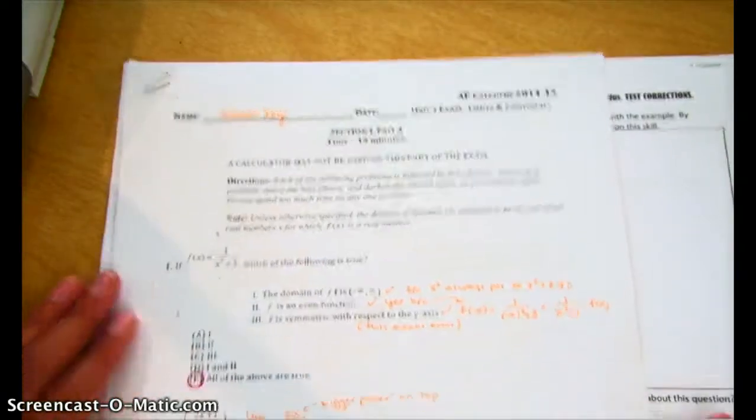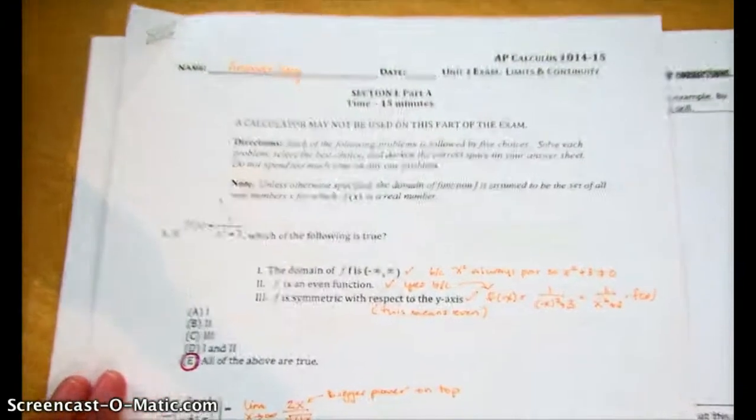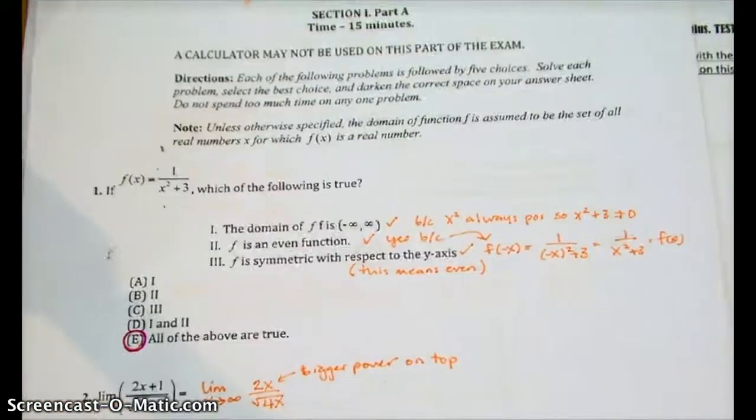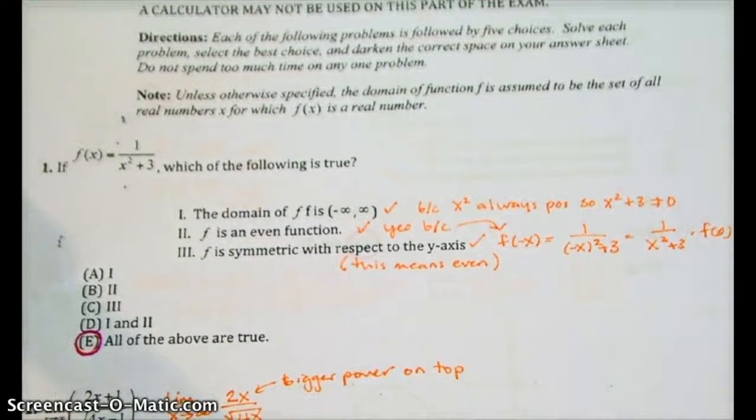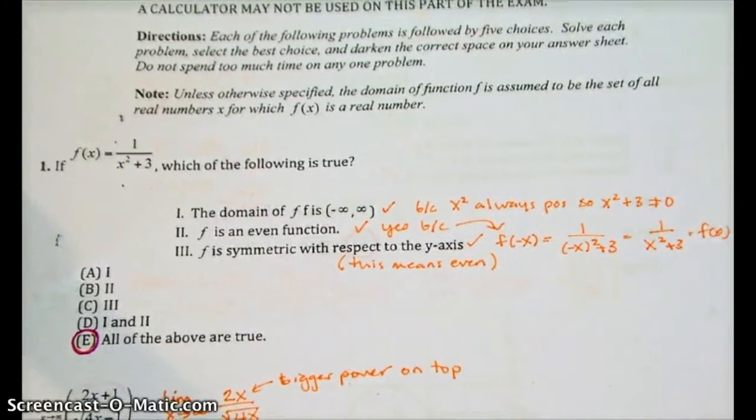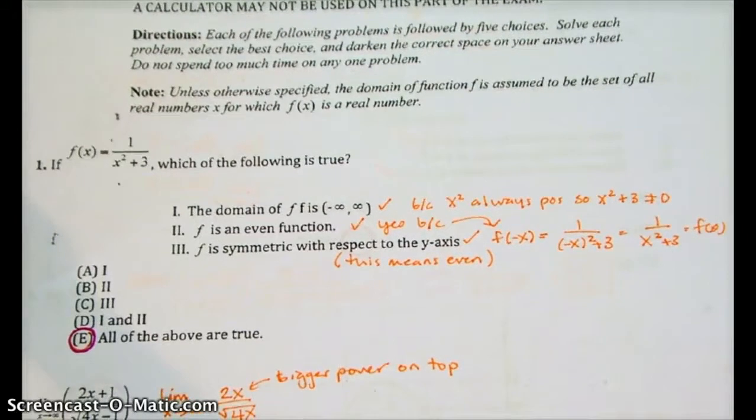We'll start with question 1 from the test, and I'm going to zoom in here. If you remember, this first question was talking about f of x equals 1 over x squared plus 3. The correct answer was E, which you may or may not already see. At this point, if you have this question right, skip ahead to the first question that you got wrong. If you got this question wrong, let me explain my thinking process.